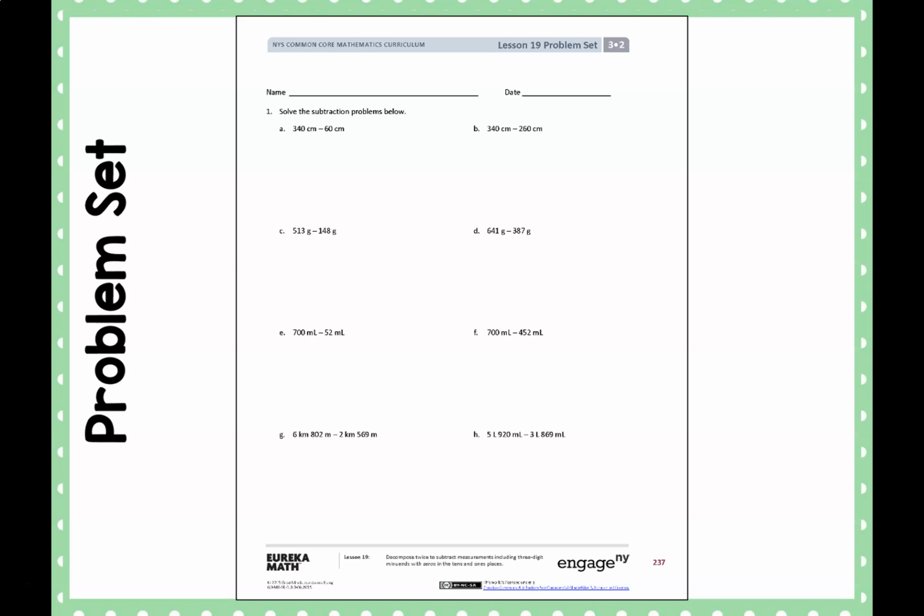Alright guys, so we're going to look at a few problems on our problem set together, and then the ones we don't do, you're going to do on your own during your station. So let's go ahead and look at part A. Number 1 says solve the subtraction problems below. So we are going to use both the place value chart and the standard algorithm, just like we did yesterday. So let's start with A.